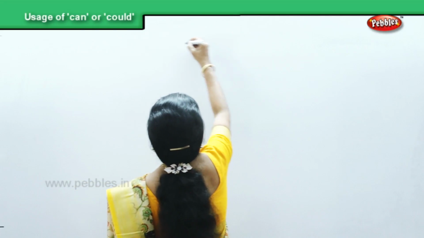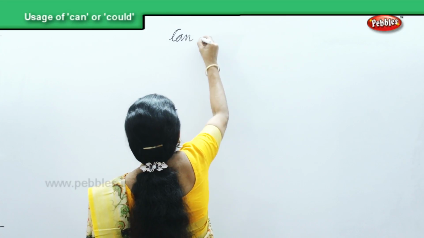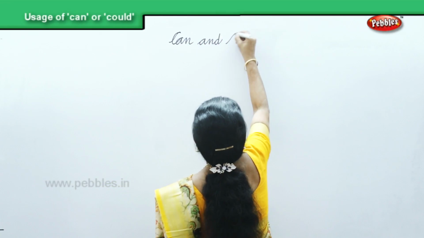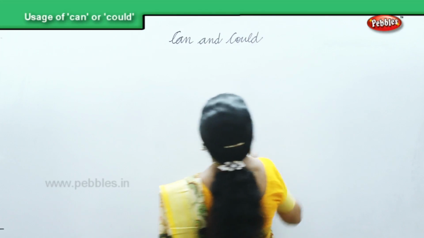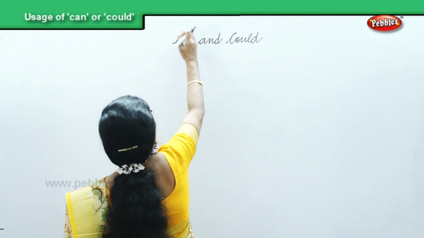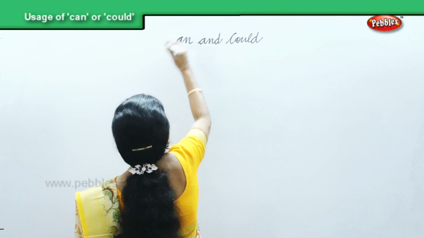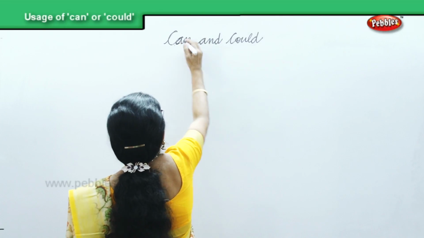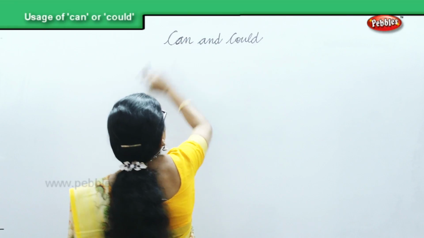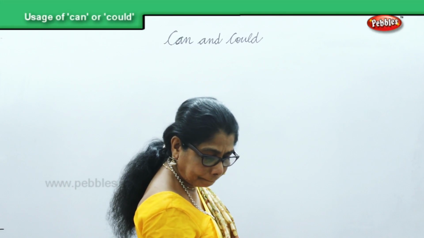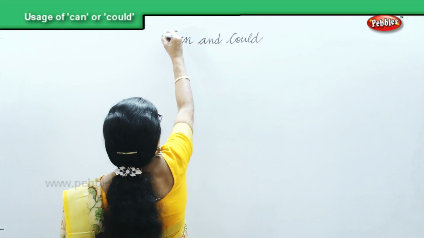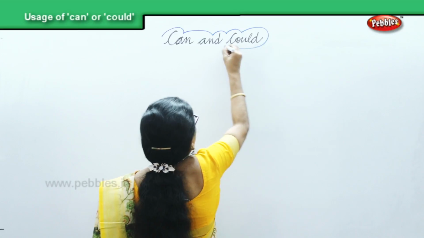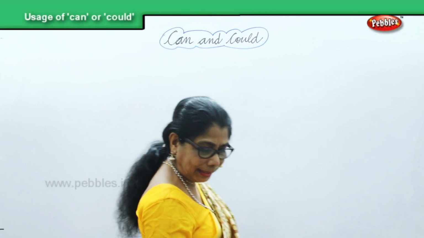The usage of can and could. Sentences, okay? Can and could. The correct usage of can and could. And that's what we are going to do now. Can and could. Let's look at it.